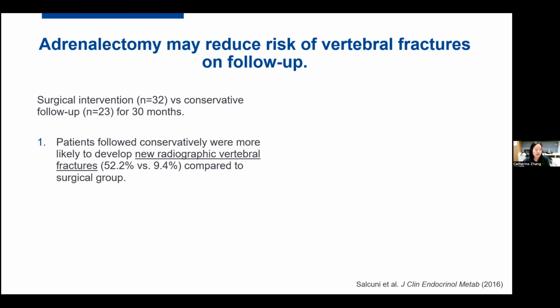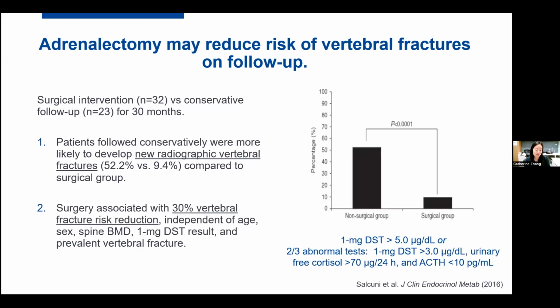What they saw was that patients who were followed conservatively, so those who did not have surgery for MACS, were more likely to develop new vertebral fractures on imaging compared to the surgical group. And surgery was associated with a 30% vertebral fracture risk reduction. This was independent of age, sex, spine BMD, 1 milligram DST results, and prevalent vertebral fractures as well. I'll just point out here again that the DST cutoff they used here is 5, and the one in the current guidelines is 1.8.